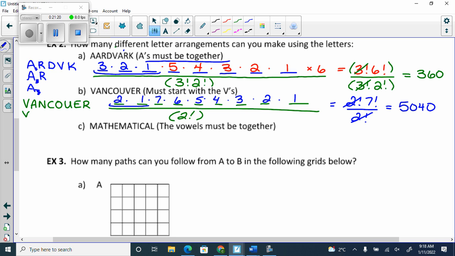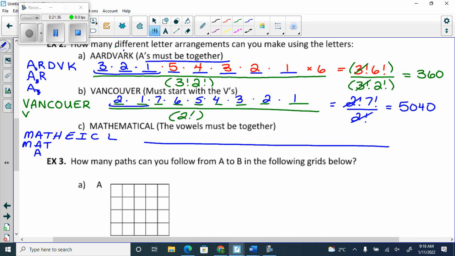Mathematical. 5, 6, 7, 8, 9, 10, 11, 12. 1, 2, 3, 4, 5, 6, 7, 8, 9, 10, 11, 12. And on the bottom, I'm going to have 2 factorial, 3 factorial, 2 factorial. Or you could just write 2, 3 factorial, 2.